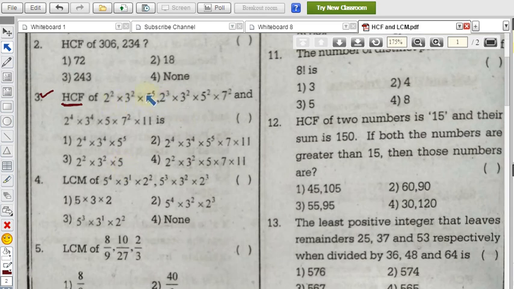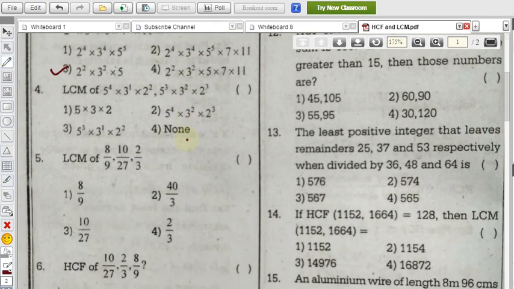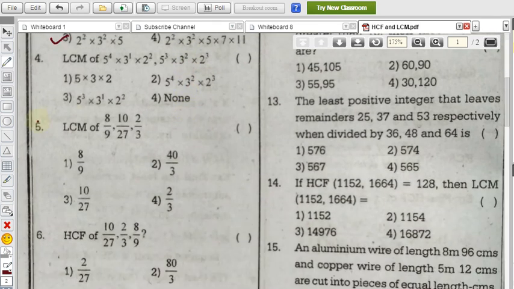Next, 7 is not in this first term, so 7 will not come. 11 is here but not in the others, so only the third one. In all the numbers, among the commons, the least power is the HCF and the highest power is the LCM. For LCM we can consider the remaining ones also, because we are considering the highest.